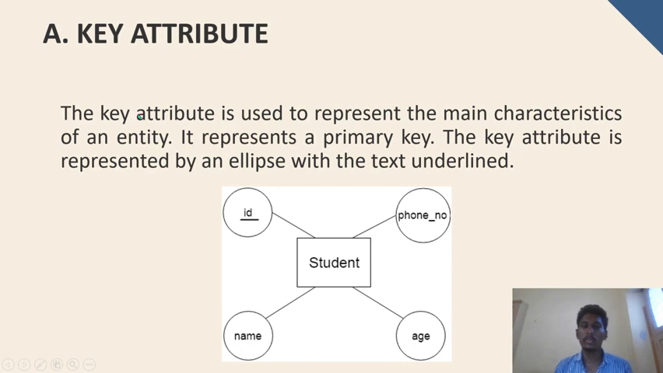Let us see about the key attribute. The key attribute for an object is the main characteristic of an entity, which means it is unique and it represents that entity. The key attribute is represented as underlined, as we can see here. So ID is the key attribute here, which means it is unique and it defines each characteristic of an entity.